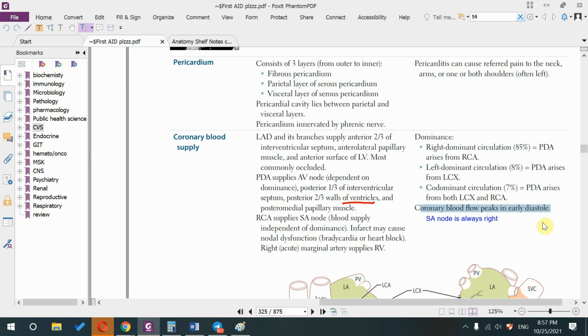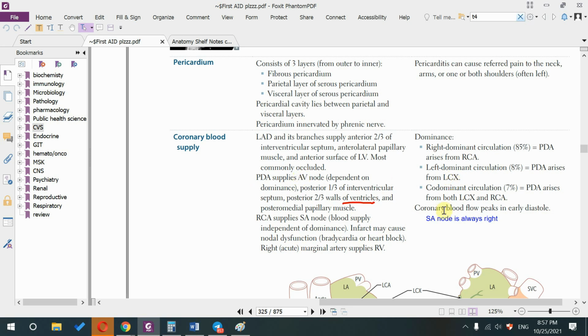Oh, and here they write, coronary blood flow peaks during diastole. Remember what I told you? Keep that in mind. So, the PDA, the AV node supplement depends on the dominance. If it was right dominant, it comes from the right coronary artery. If it was left dominant, it comes from the left circumflex, the AV node supplement.